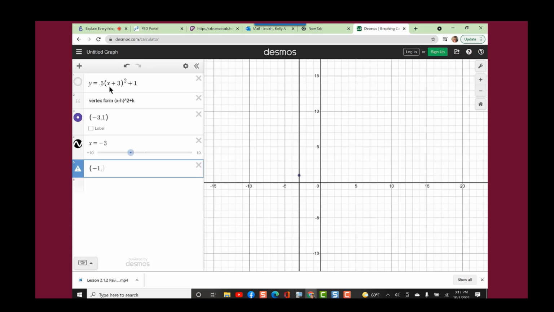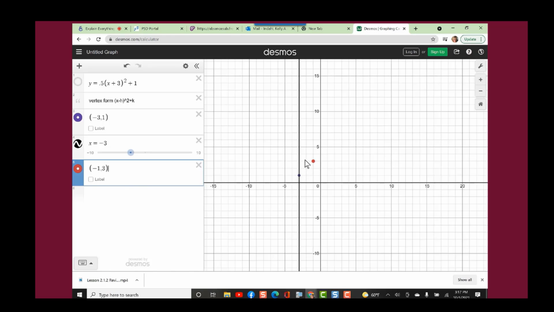If I put a negative 1 in here, it's going to be a positive 2 squared, which is 4. Then it's multiplied by 0.5, so that's 2 plus 1, so it means my y equals 3. All right, so I'm going to put 3 in there. Perfect. So I have negative 1, 3.